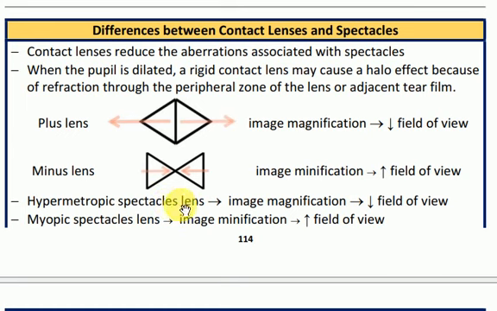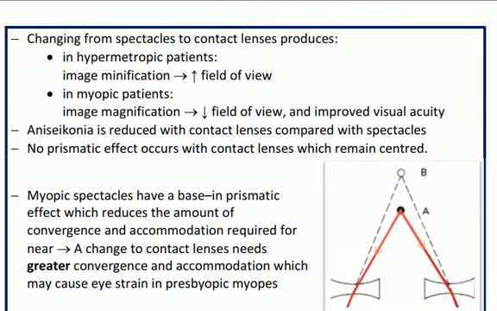Hypermetropic spectacle lenses: there will be image magnification and decreased field of view. Myopic spectacle lens: there will be image magnification and increased field of view. Changing from spectacles to contact lens in hypermetropic patients, there will be image magnification and increased field of view. In myopic patients, there will be image magnification and decreased field of view and improved visual acuity.